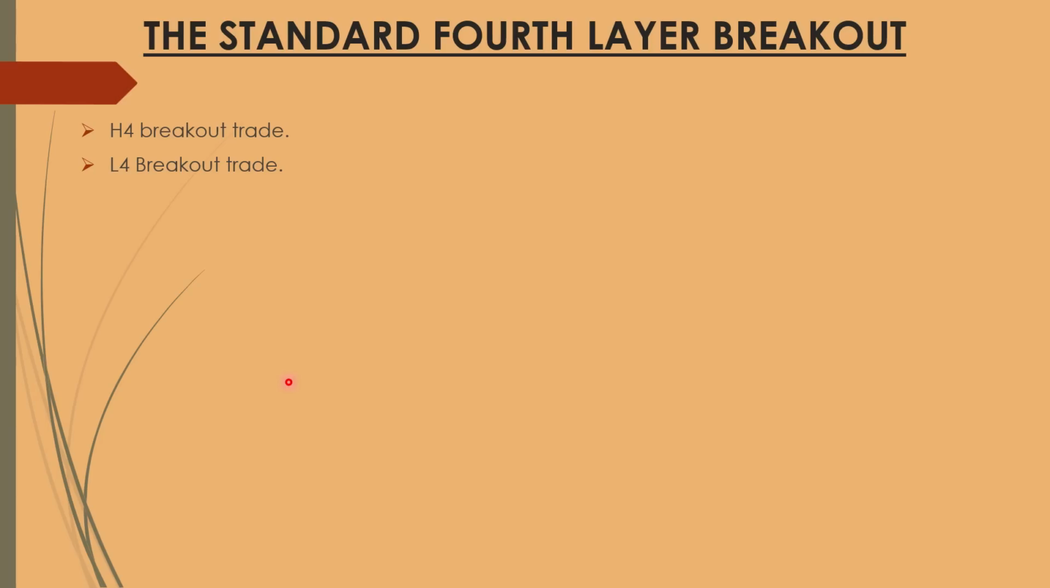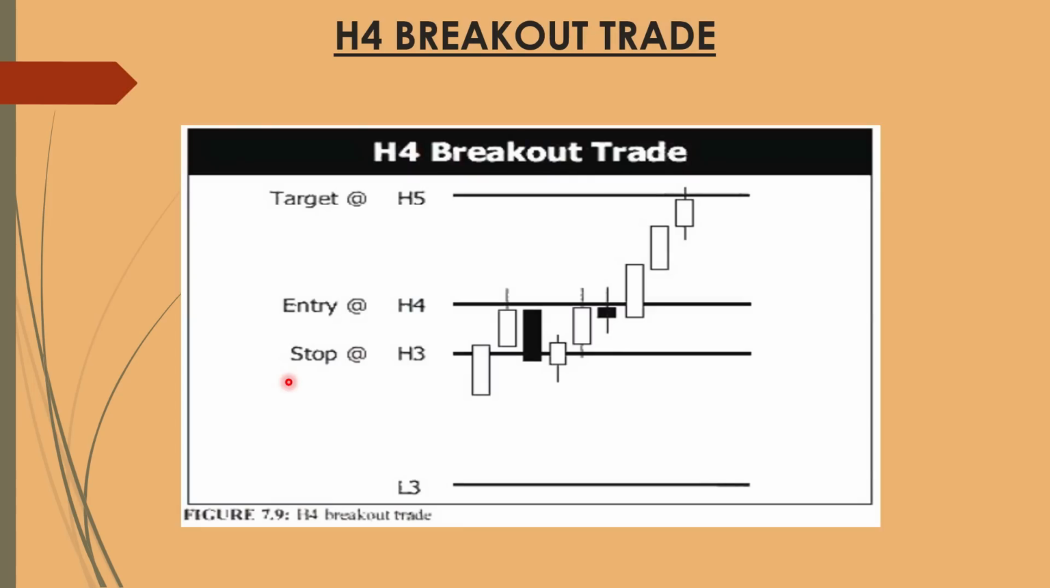The standard fourth layer breakout: the H4 breakout trade and the L4 breakout trade. This is the H4 breakout trade. This is the H3 level, and the market opened here. It tested H4, came back, again tested H3 and again tested H4. It showed a little weakness here, but eventually this candle broke H4, the breakout happened, and the target of H5 was achieved.